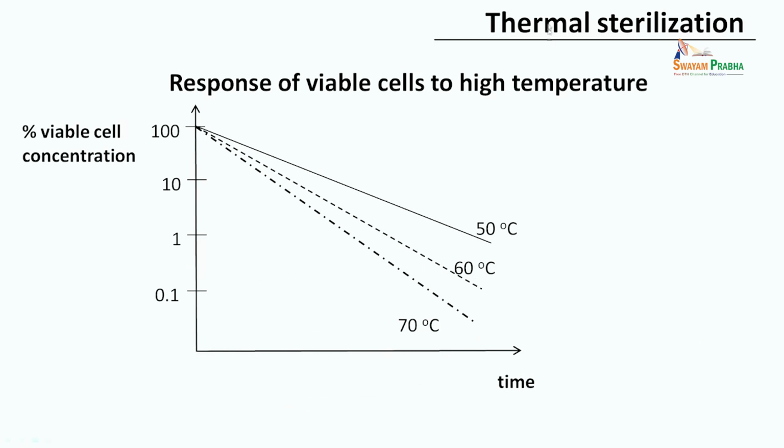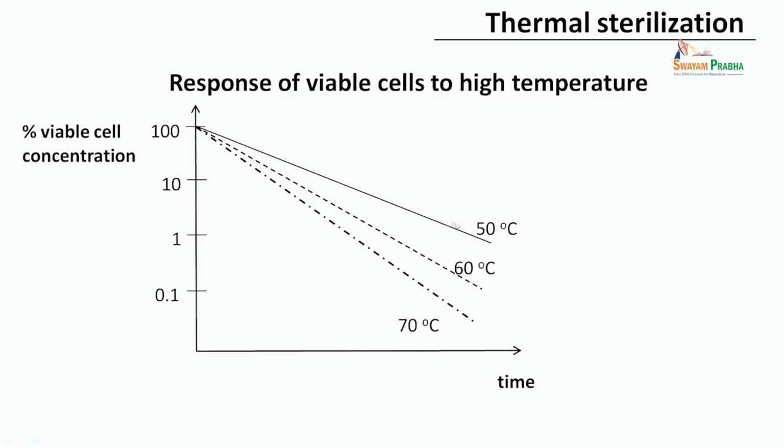This is specifically thermal sterilization, the one that uses high temperature. If we plot the percent viable cell concentration versus time, as is shown here, this percent viable cell concentration we are plotting on a log scale, 100, 10, 1.